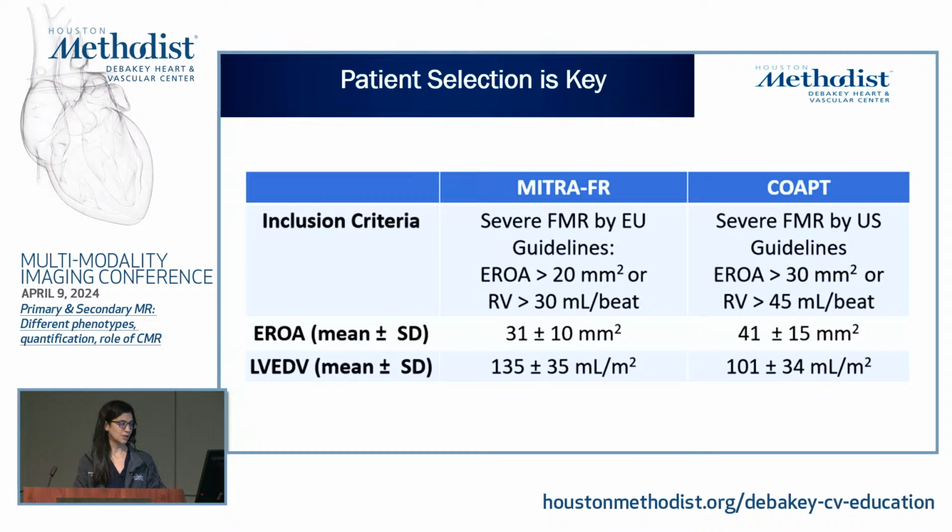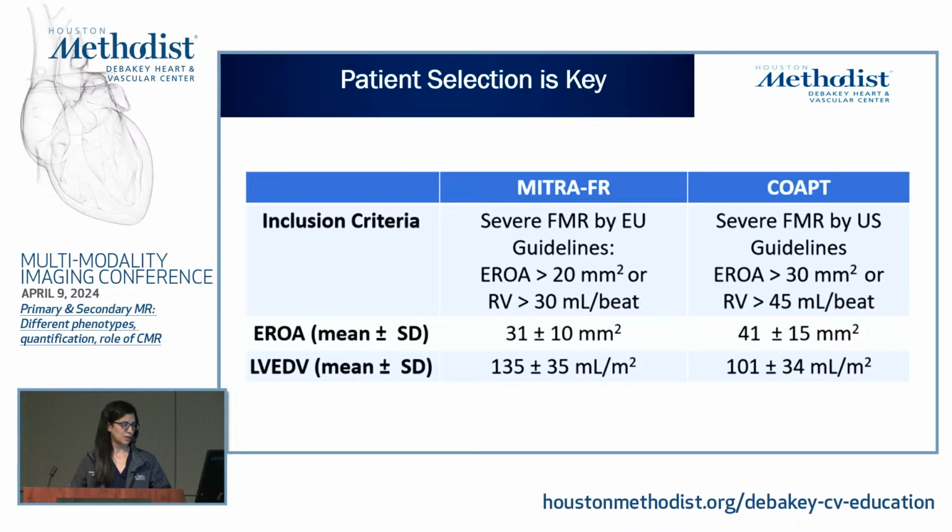So for the MITRA-FR, which was the negative trial, severe functional MR was defined as an EROA more than 20 millimeters squared or regurgitant volume more than 30 versus the COAPT, which used a higher EROA and regurgitant volume cutoffs of 30 millimeters squared or 45 cc's per beat.